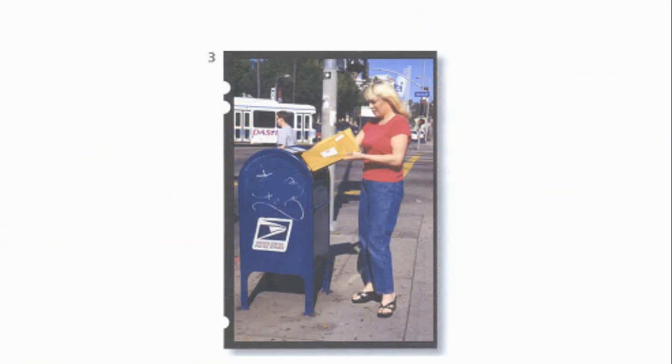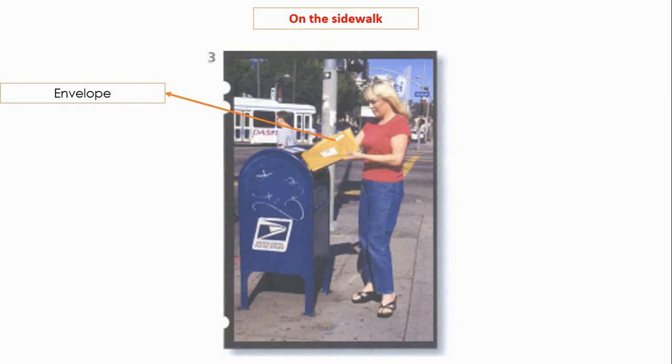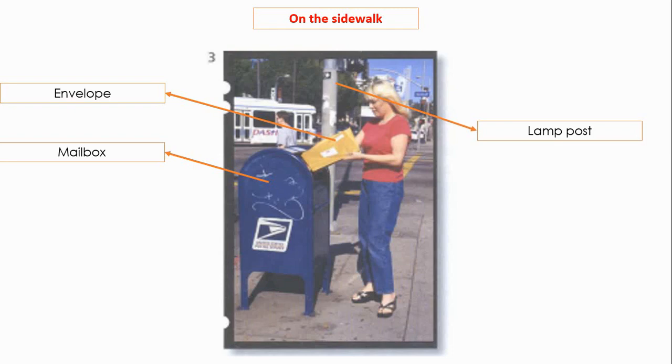Picture 3. This lady, where is she? She is on the sidewalk. What can we see on this picture? Very easy. She is holding an envelope. She is depositing that envelope in a mailbox. Also, there is a lamppost next to the lady or close to the mailbox. She's wearing low heels. You know, we have high heels and also low heels. Correct me, ladies. I'm not sure if they are low heels, but for me, they look like low heels.